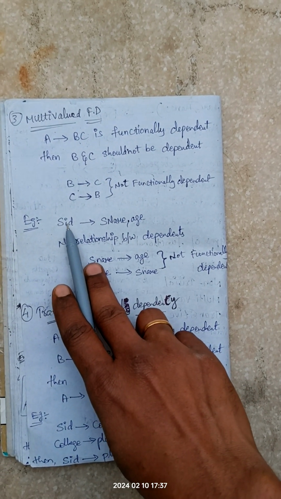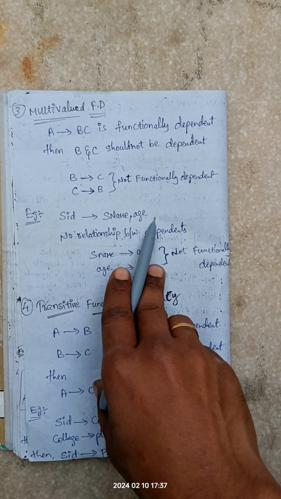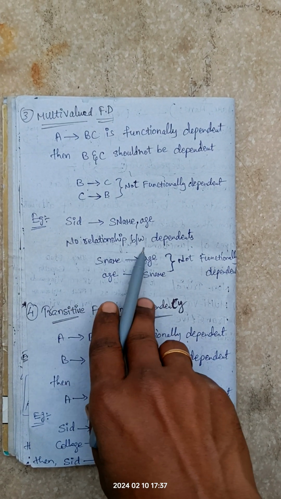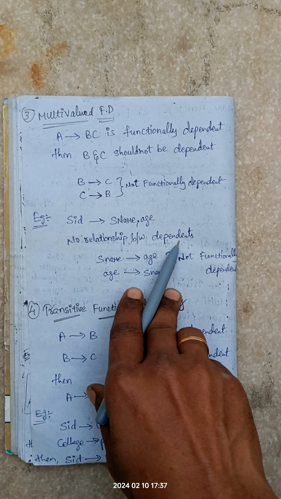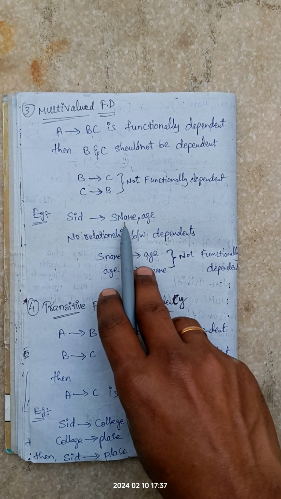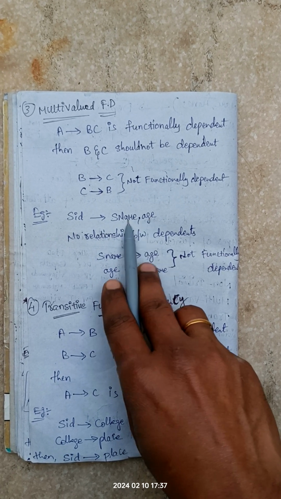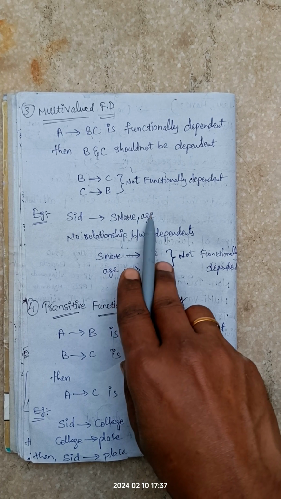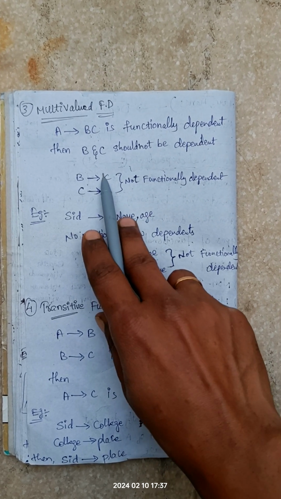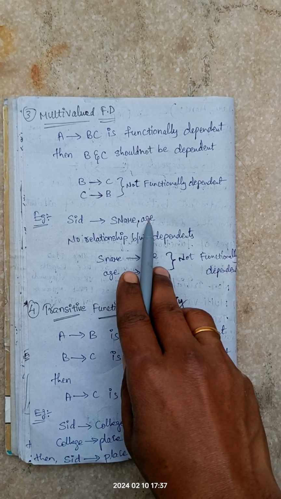So student ID tends to student name, age. Okay. So no relationship between dependents. There should not be any functional dependency. These two attributes should not be functionally dependent. Right. According to this condition, these two attributes should not be functionally dependent.